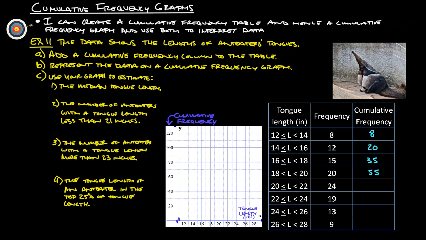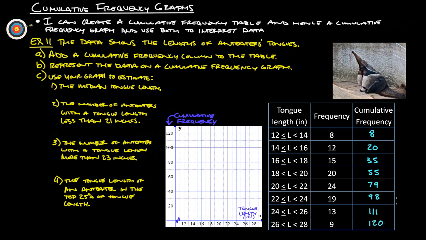Plus 24 is 79. Add 19, and that is 98. Add 13 more, and that is 111. Sorry, I had a hard time with that. 8, 9, 10, 11 plus, yeah. Okay, and then 9 more for 120 total.